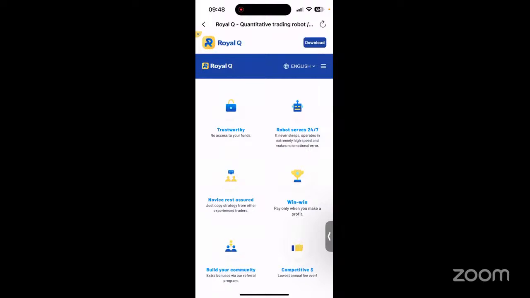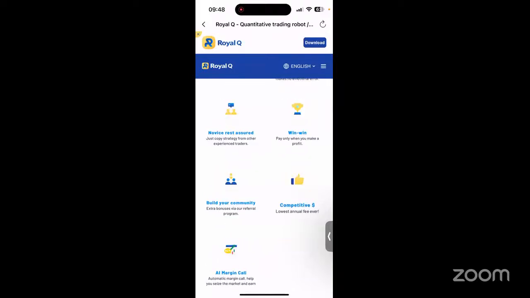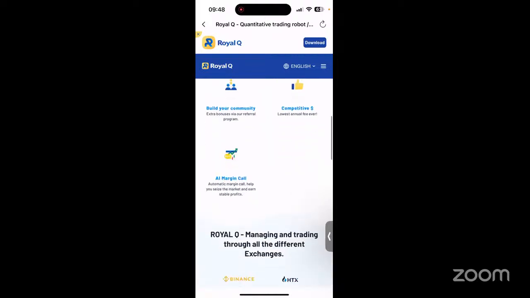The robot is not greedy. Please, novices, rest assured. Now there are cryptocurrencies being taught in the universities, in the elementary schools, and so on. Whether you have knowledge or you don't, you can use this robot. All you need to do is copy from experienced traders or users, and you are good to go. It's a win-win strategy. You don't pay a fee if you don't make profit. Full stop. You can use this amazing app to build your community.